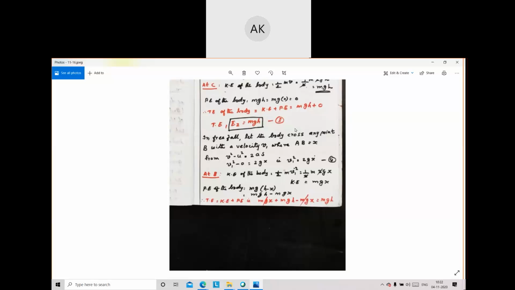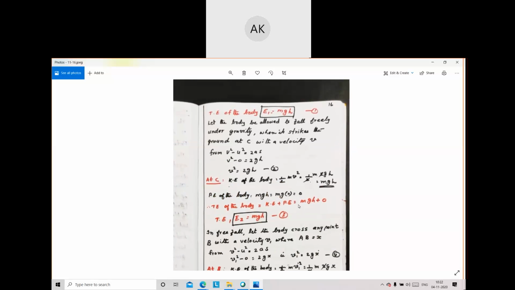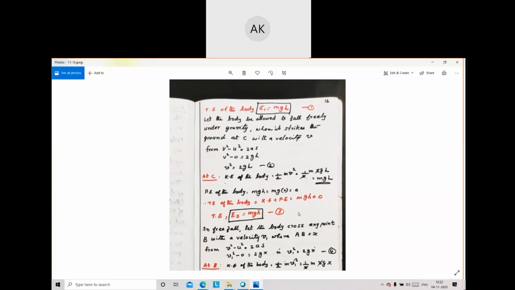So what we have proved here, at A, B, and C, at all positions during the free fall of a body, the total energy is conserved. Total energy remains constant. But one condition is there: the forces involved are conservative forces. In a conservative field or conservative force only, mechanical energy is conserved.